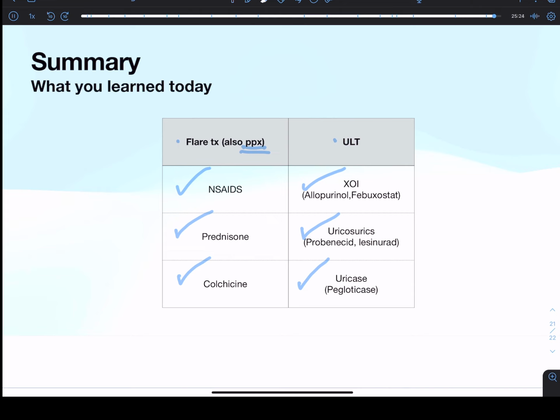And again, if you get a chance, try to listen to the video from last week's ACR 2020 guideline on the management of gout, which will be a nice complementary talk to today's lecture.